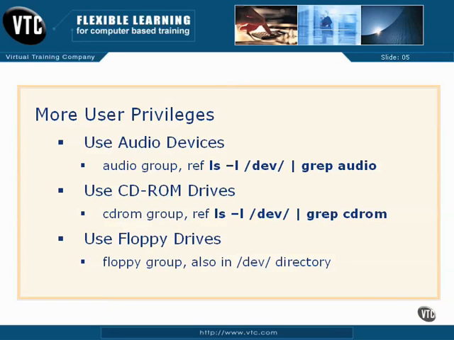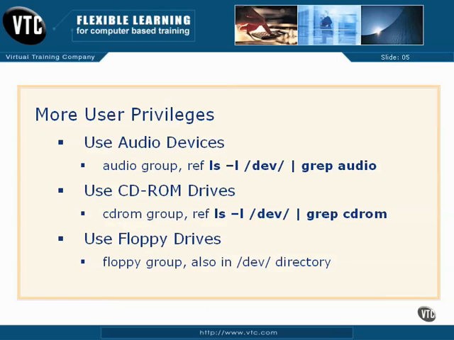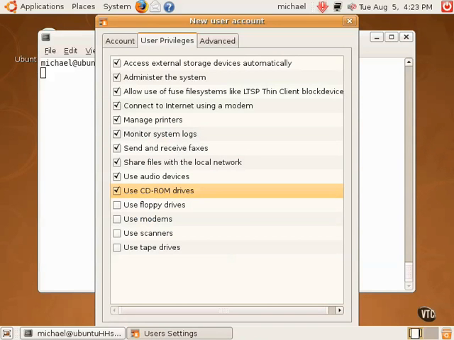The Use Audio Devices option makes that user a member of the audio group. To review available audio devices, you can run the command as shown. Use CD-ROM drives gives that user privileges to CD-DVD drives, or any devices with CD-ROM in the device. If you actually have a floppy drive, this option gives you privileges to mount said drives.